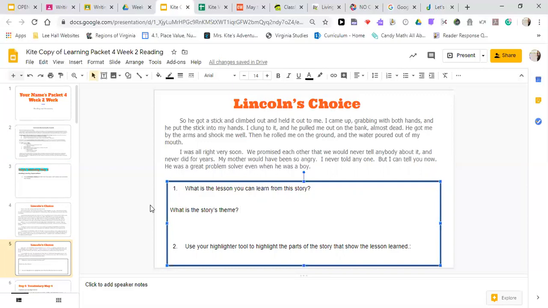So when we're looking for the theme, we're looking for the main message. We're also looking for what we can take from this story that we can apply to our lives.